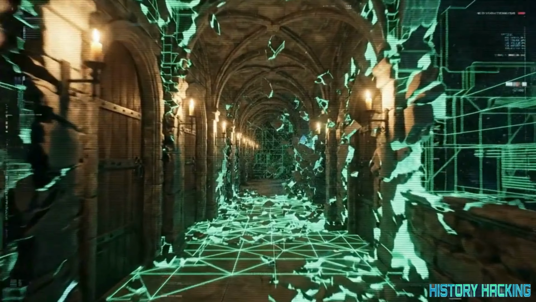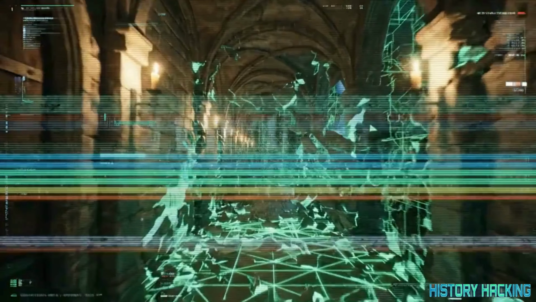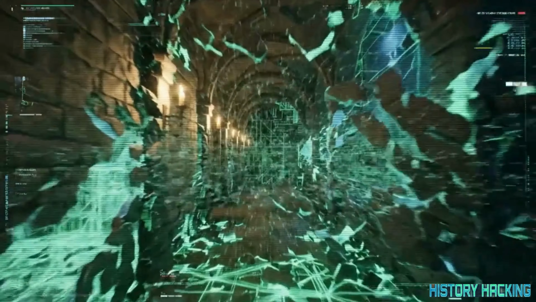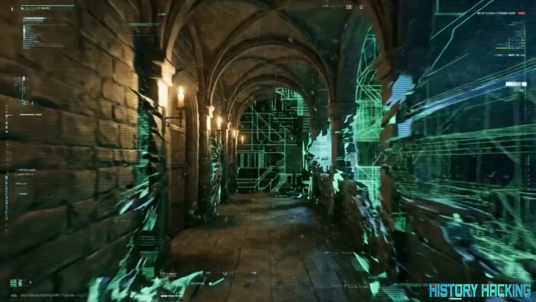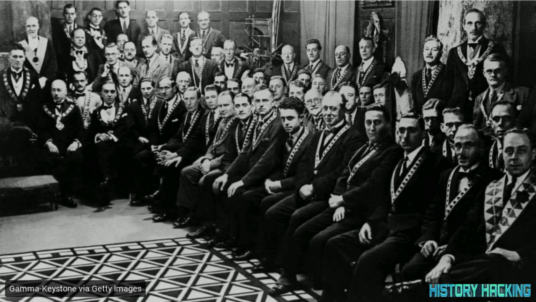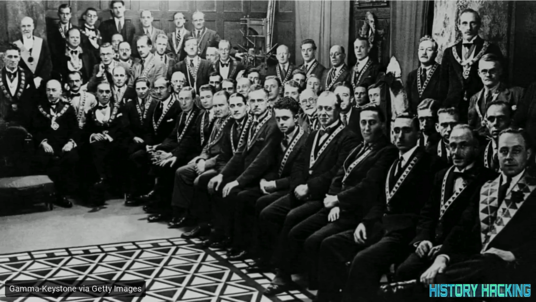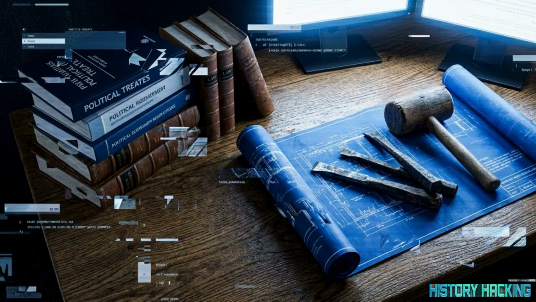History categorizes groups like the Freemasons as enlightenment philosophers, while alternative theories frame them as a global conspiracy plotting for total control. These groups left a verifiable historical footprint, consisting of influential figures who shaped architecture, politics, and economics of the modern world. Yet a massive logical gap remains.